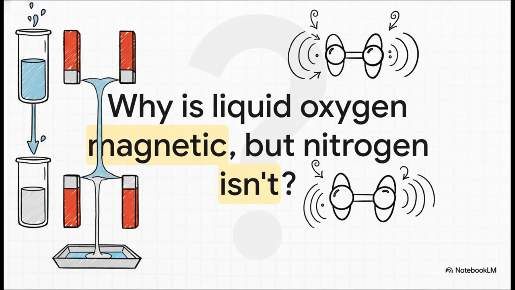It's a bit of a magic trick. You pour liquid oxygen near a powerful magnet, and look at that. It gets stuck, just hanging there in midair. But then you do the exact same thing with liquid nitrogen, which is chemically super similar, right? And it flows right on by like the magnet isn't even there. So what is going on with oxygen?